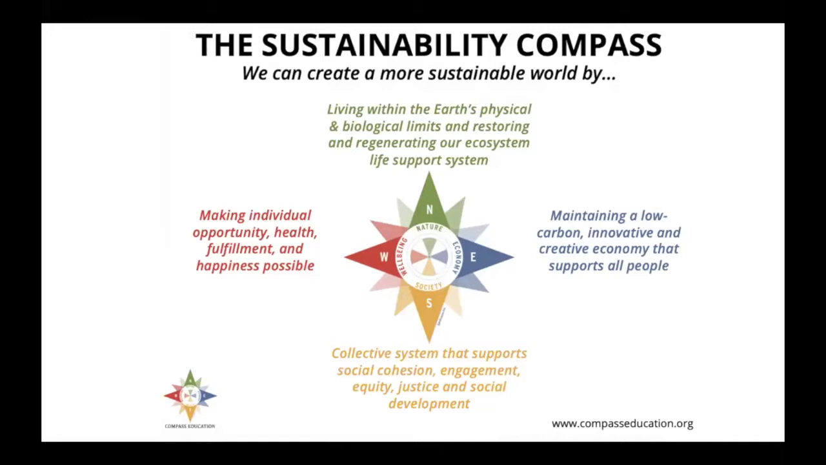We think sustainability can be achieved in a systemic way, and a very brief summary of what we'll talk more about and you can learn more about later is our wonderful tool, the Sustainability Compass, which helps frame that. We think to create a more sustainable world, we want to create systems that live within the Earth's physical and biological limits, that regenerate our ecosystems. We also need to have low carbon, innovative, and inclusive economies for everyone, a society that supports social cohesion, equity, and engagement for all people, and we want to consider individual opportunity, health, fulfillment, and well-being.